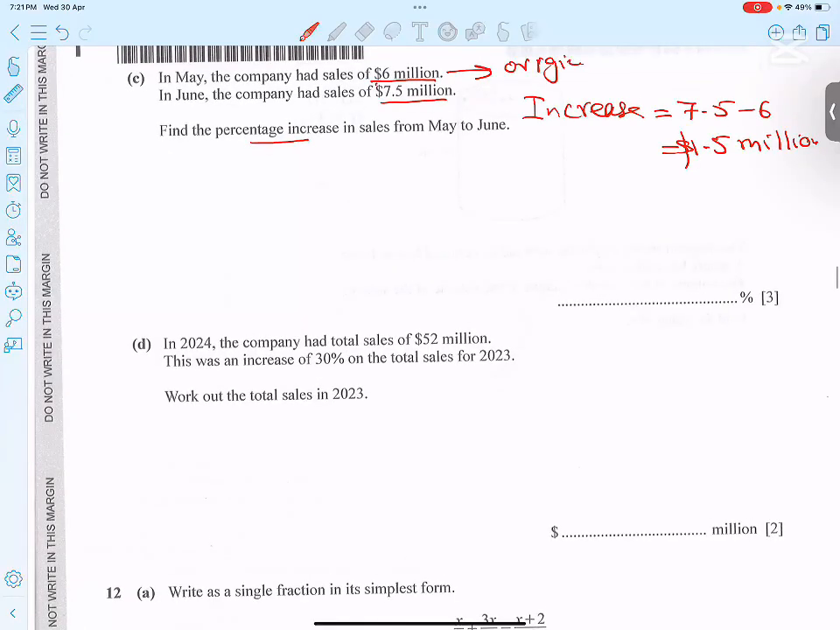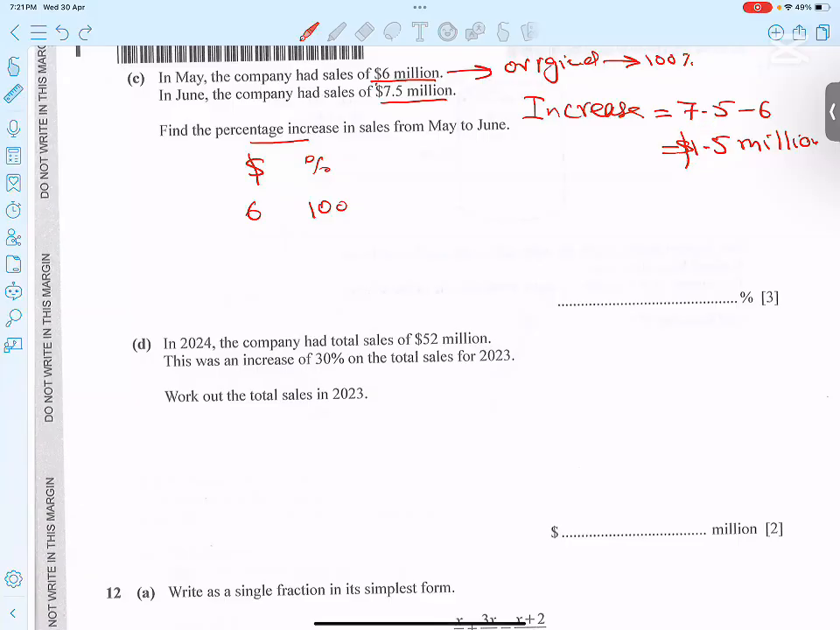So the original we have is always considered equal to 100%. I write here dollars and here percentage. So 100 percent is equal to 6 million. Okay, now I want to check how much this 1.5 will convert into.